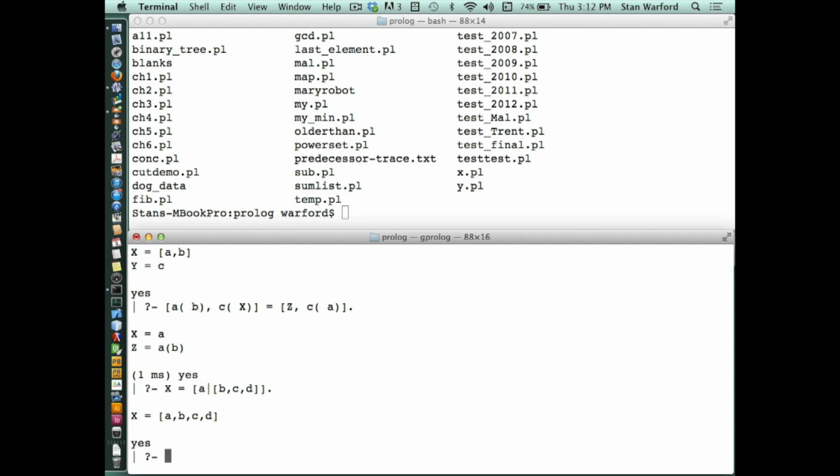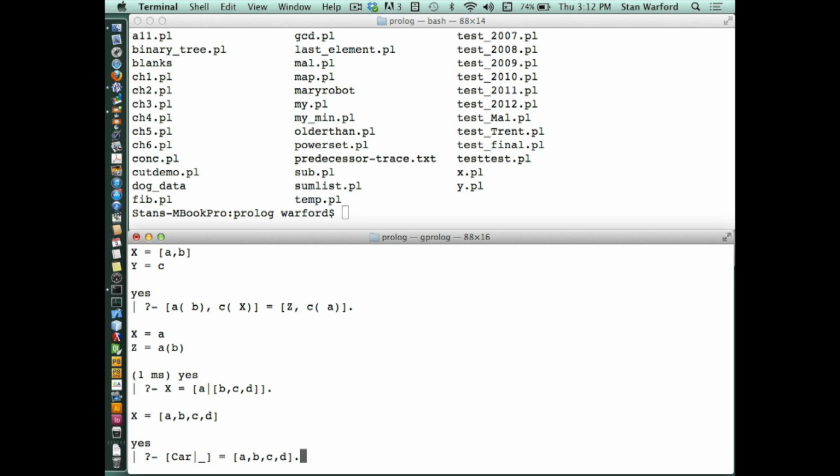So how do you extract the car of a list? You could do this. You could say, what's the car? And now car is capital C. Do you see what I mean? So that makes it a what? A variable. What's the car of, and now we're using an anonymous variable, right? So the car of this, match A, B, C, D.